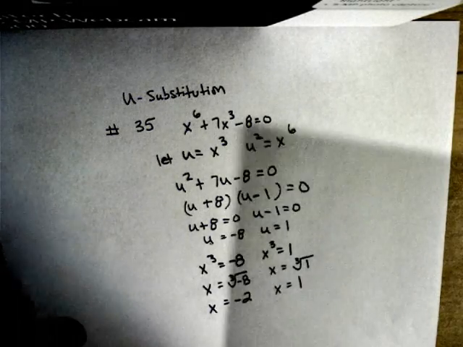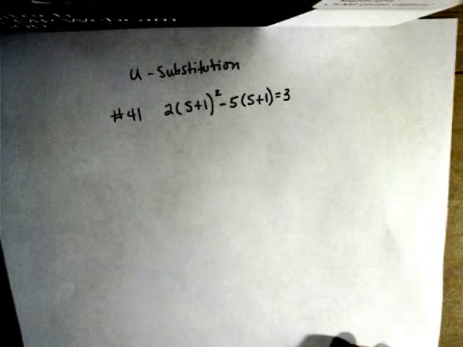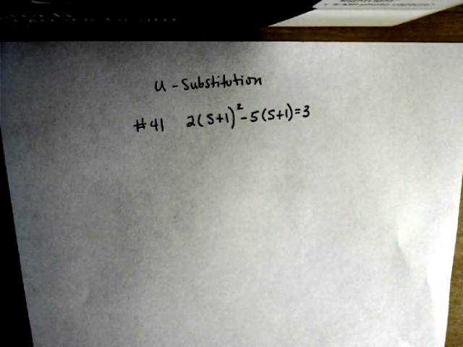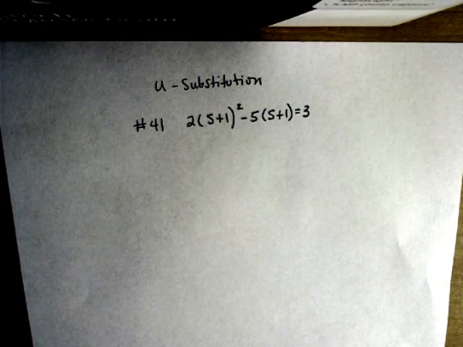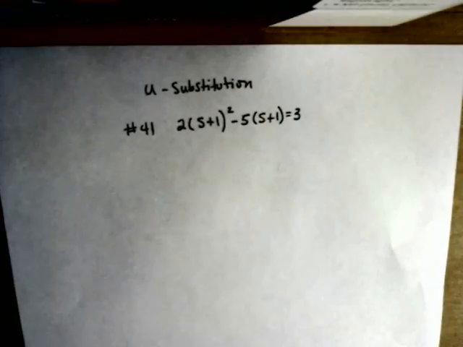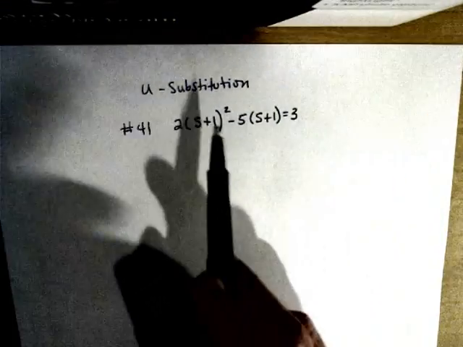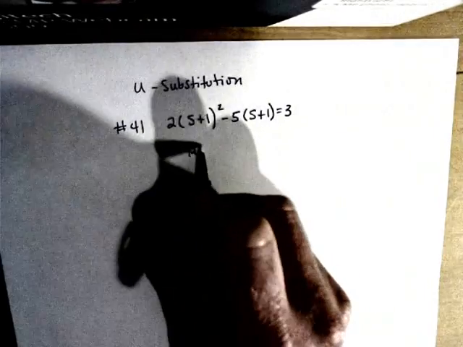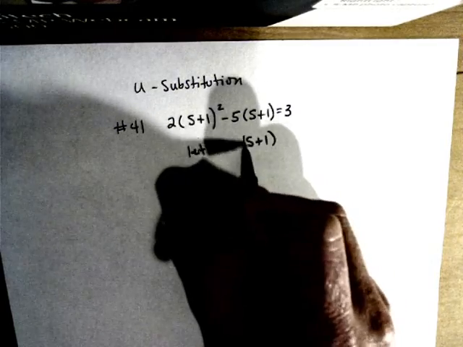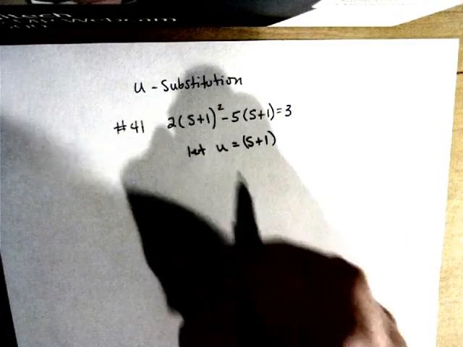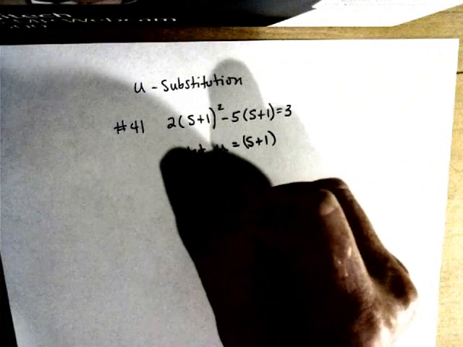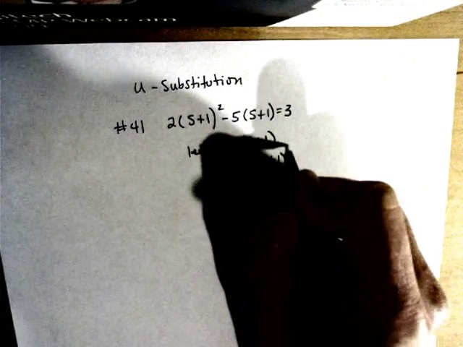I will now go on to number 41 on the U-substitution problems. We need to find what we want to let u equal to, keeping in mind that we want to square u to get the first term in our expression. So with that in mind, we're going to let u equal the s plus 1 term. If we squared s plus 1, we will get s plus 1 squared. So u squared will end up being s plus 1 squared.